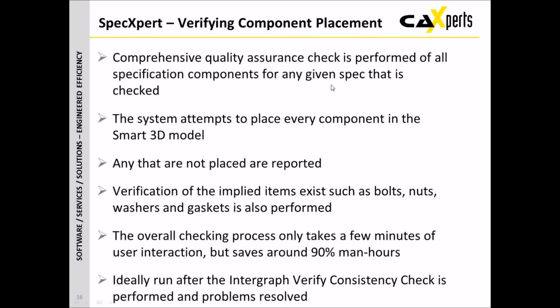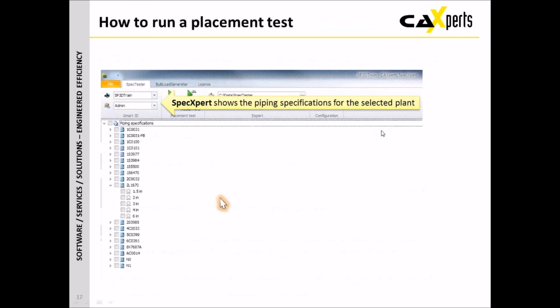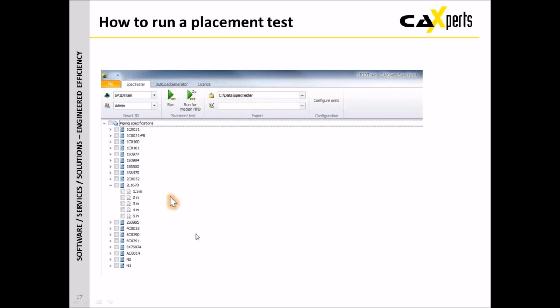Now, this does not replace the standard verify consistency check that is part of Smart 3D. So what we do recommend is that you run the verify consistency check within Smart 3D first, you resolve any problems, and then you go through with the spec testing function after that. So how do you run a placement? Firstly, we've got the drop-down on the project. We've got the list of specs with tick boxes. We can even tick individual bore ranges, so we don't necessarily have to check the whole spec. We could just home in on one or two items. So we select that and then just say run, and that's it. It loads it in and generates a report. You then go through that report and track down any issues that you find.